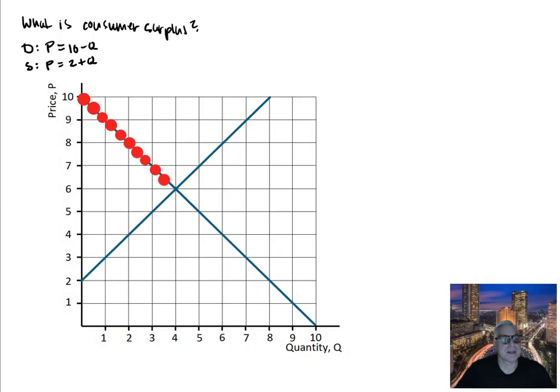So you can see that the market will clear at an equilibrium price of 6, and that's a really good circle. So the equilibrium price is 6 and the equilibrium quantity is 4. So that is the equilibrium that we have.